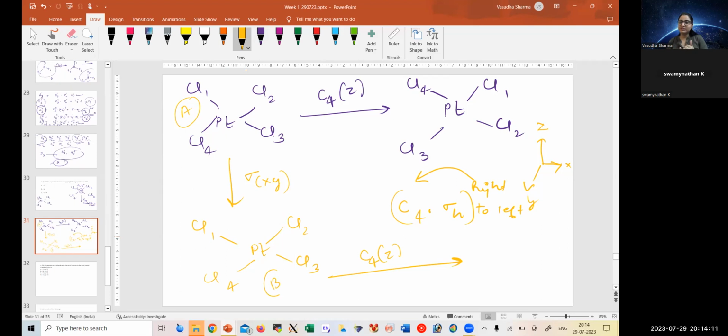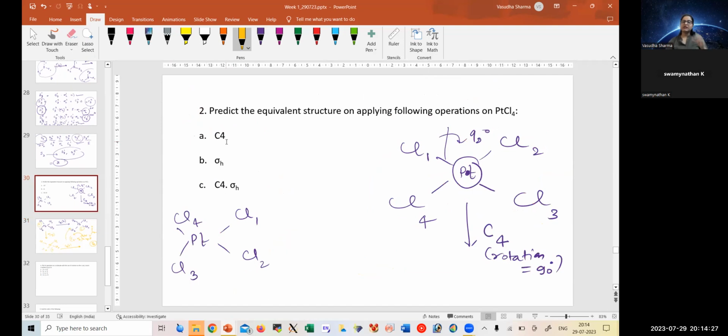What do you expect the structure to be? The same structure which you have written there in blue color, again similar to that of C. So C4 into sigma H means S4 is also present in your platinum Cl4. This way you have to check. Firstly, the operation is given. You need to see whether the equivalent orientation is coming. If it is, that means the axis or plane of symmetry exists. The second thing is the combination. This is nothing but your S4, right? It is the C operation combined with reflection, the improper axis of rotation.